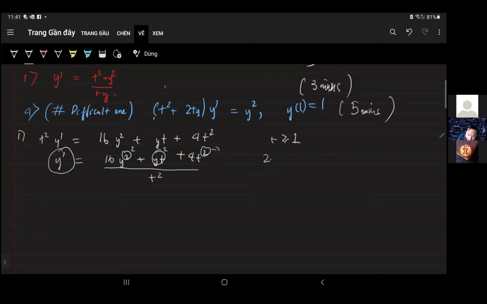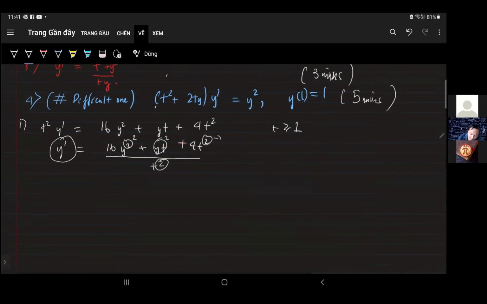So every term has the order of 2. And on the denominator, we have order 2 also, negative 2. So t squared minus 1 divided by t squared. Then you take the order of the numerator plus the order of the denominator, and we have 0. So it's a homogeneous Euler equation.